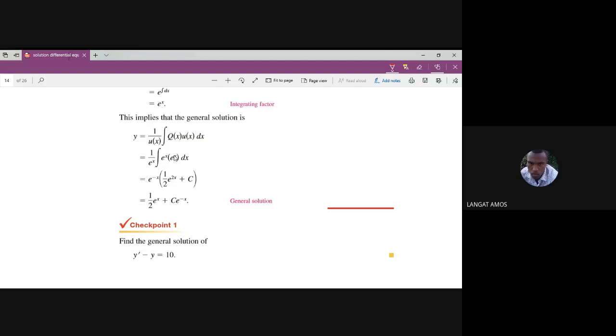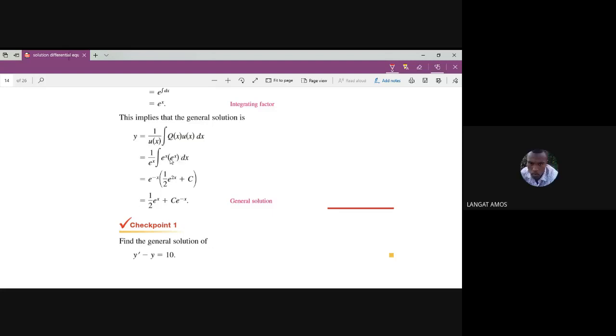When the bases are the same, you only add the powers, so x plus x is 2x. So it will be e raised to 2x.